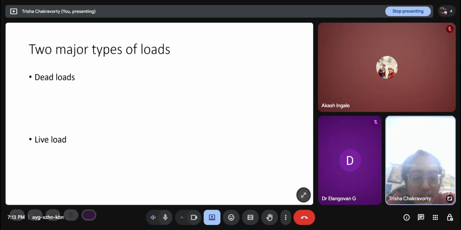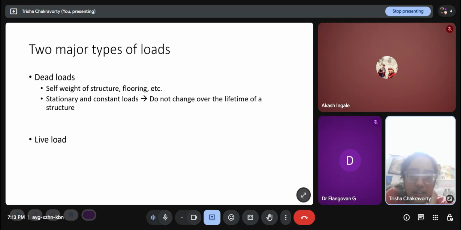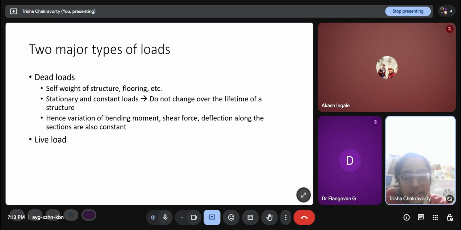And why do we need influence line diagrams? We'll look at that now. So there are two major types of load: dead loads and live loads. Dead, you would have heard of that. Dead load is the self weight of a structure, including the flooring but not the furniture. Stationary and constant loads, they do not change over the lifetime of a structure. Hence, the variation of bending moment, shear force, deflection along the sections are also constant.